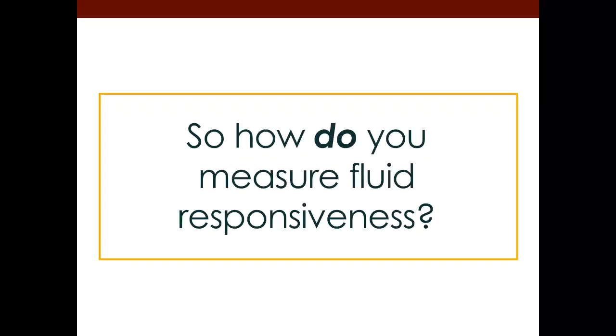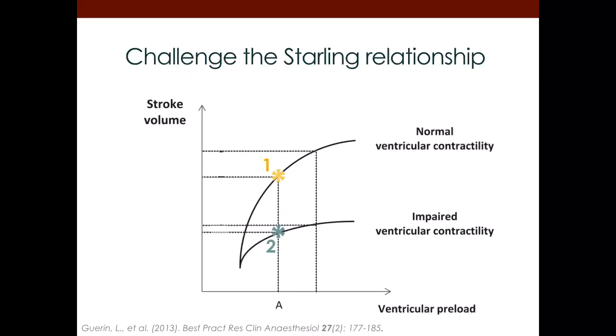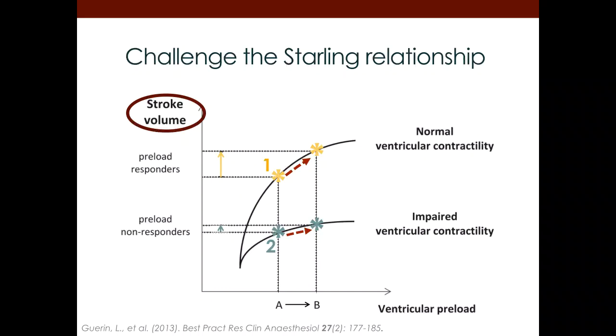So how do you measure fluid responsiveness? Well, if you really want to do that, what you need to do is challenge the Starling relationship. What you do to challenge the Starling relationship to get at this issue is you take your patient from preload point A to preload point B, and then you see how they respond. And only by looking at what happens on the y-axis of this curve with stroke volume, in response to that fluid bolus or fluid challenge, can you differentiate your preload responders from your non-responders.